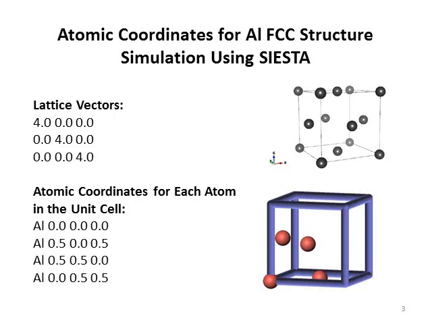Let's look at an example for aluminum FCC structure simulation using SIESTA. So the first thing you need to specify is the lattice vectors. This is A, B, and C. And then you need to provide atomic coordinates for each atom in the unit cell. For this aluminum FCC crystal structure, there are 4 aluminum atoms per unit cell, so that's why you need to provide their atomic coordinates in X, Y, Z, and you can see the atomic coordinates are fractional.